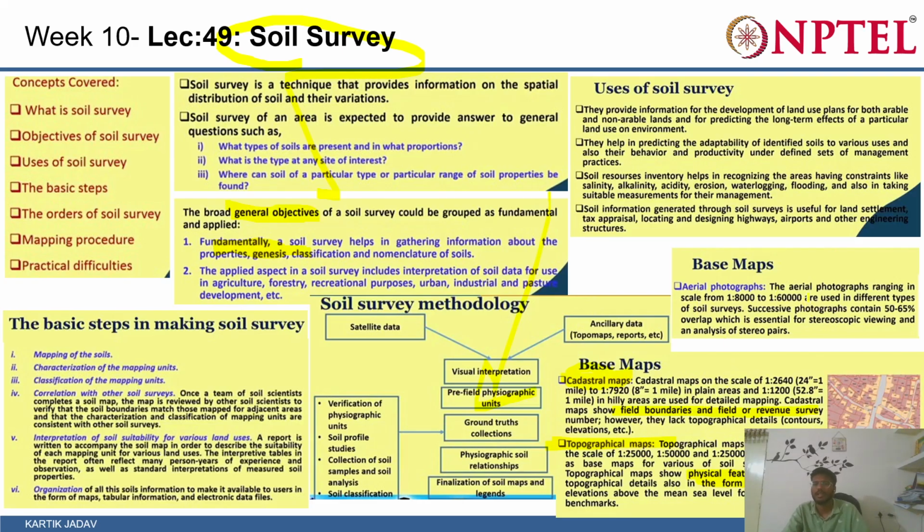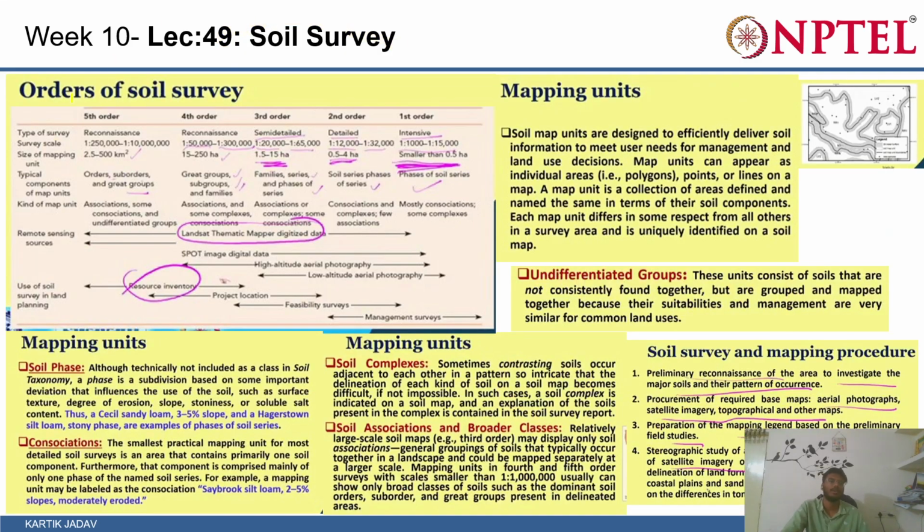While aerial photographs in a scale ranging from 1 gem 8,000 to 1 gem 60,000 are generally used in different types of soil survey. Photographs contain 50 to 60% overlap, which is essential for stereoscopic viewing and stereo pads. Then we have talked about orders of soil survey. There are five orders, and each order has specific use, starting from intensive survey as a first order, followed by detailed survey, semi-detailed survey, reconnaissance survey, and reconnaissance survey of order 5.